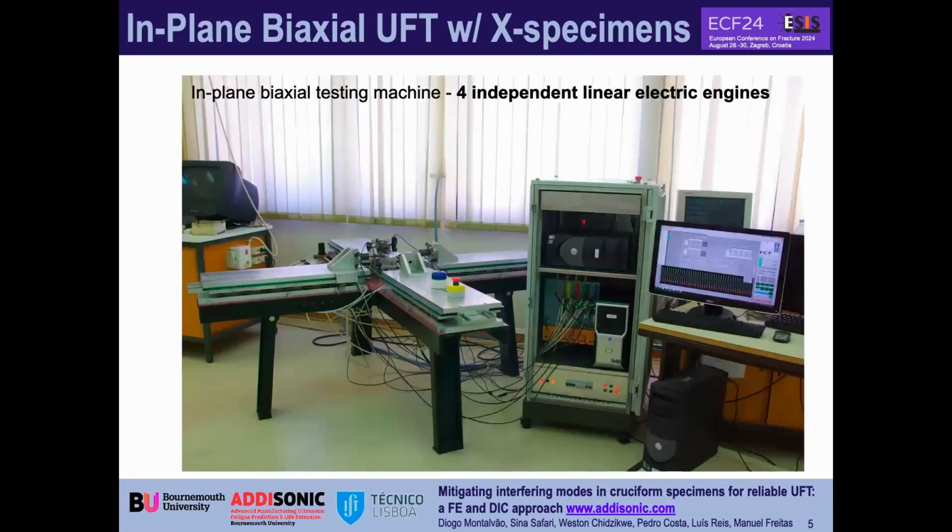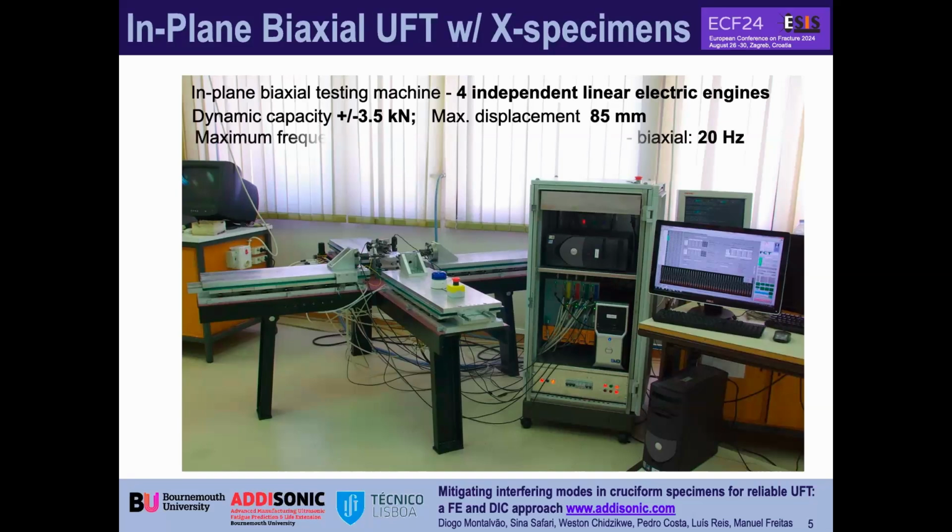All this work started in the beginning with this machine, in-plane with 4 independent linear electric engines, as you can see here. The capacity of this machine is around plus minus 3.5 kilonewtons, a maximum displacement around 85 millimeters, and a maximum frequency in uniaxial conditions around 100 Hertz, and in the case of biaxial conditions, 20 Hertz.